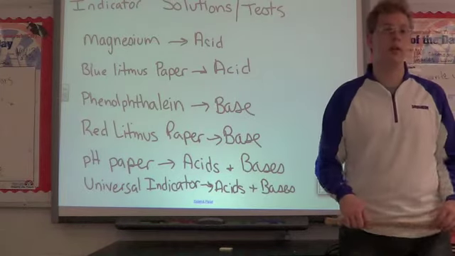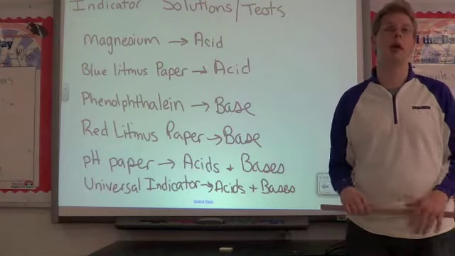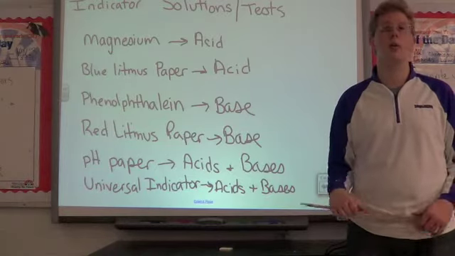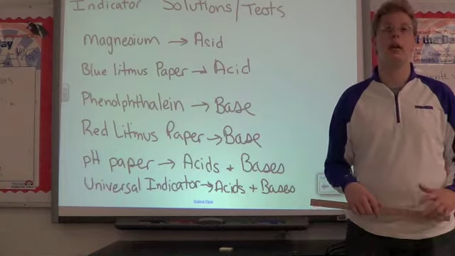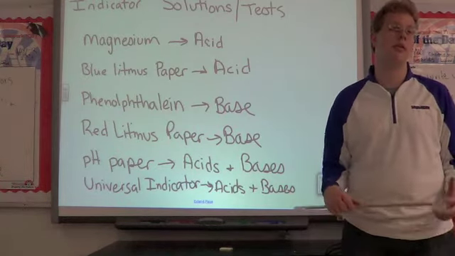We also looked at universal indicator, which is just like pH paper. It changes color based on what that pH is. So a pH of 0 is going to be a red color, whereas a pH of 14 is going to be a dark blue. Depending on what you're testing, it's going to change color and it's going to tell you exactly what that pH is.